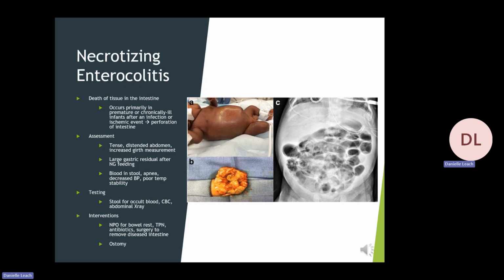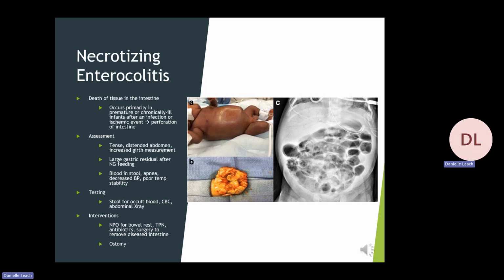So on assessment, the abdomen is usually very tense feeling and extremely distended. Like you can see in this picture of this baby, its stomach is extremely distended. They may have an increased girth measurement. So frequently for chronically ill babies, we are monitoring their abdominal girth at least once daily, if not more. So we would notice there is an increase in that girth that's not due to weight gain.